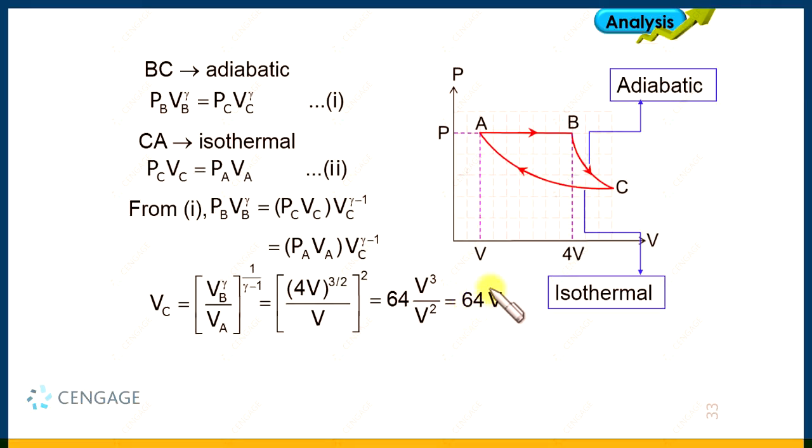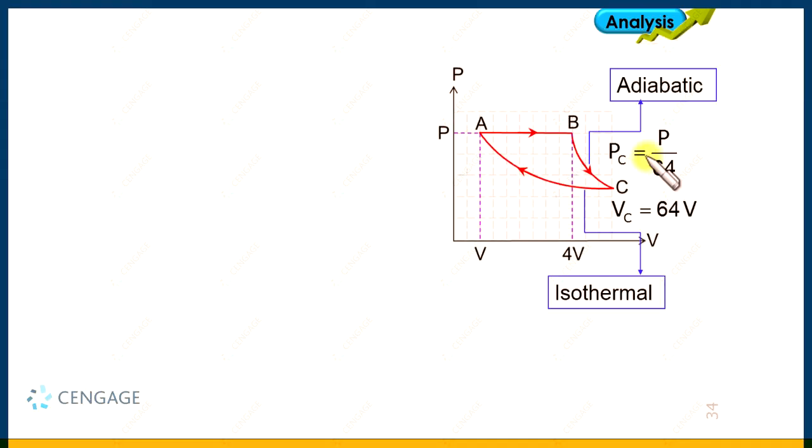Now, we can substitute this value VC here to get the value of the volume, right. So, here we can write PC equal to PA VA divided by VC, right, and VC equal to this value. So, this pressure will be equal to P divided by 64. That means, we got the pressure and volume at this position, right. Now, let us move to calculate the work and heat associated with each and every process. Let us write this value, pressure and volume at this position. Let us start moving from A to B.